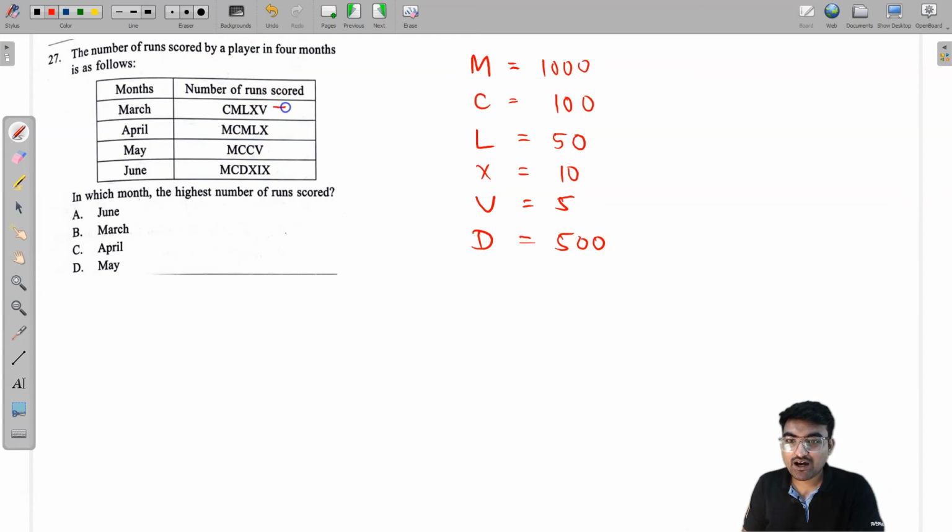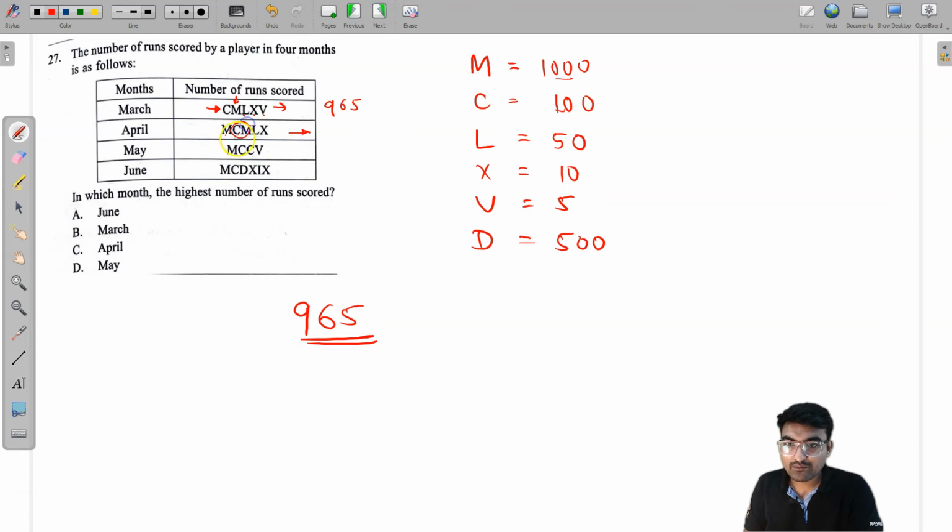Now in March, if a smaller letter comes before a bigger value, that means it is being subtracted, right? So C is 100 and M is 1000, that will be 900. L is 50, X is 10, and 5, so 965. So in the month of March, it's 965. Now in the month of April, April is MC, that means 1000, then 100, right?